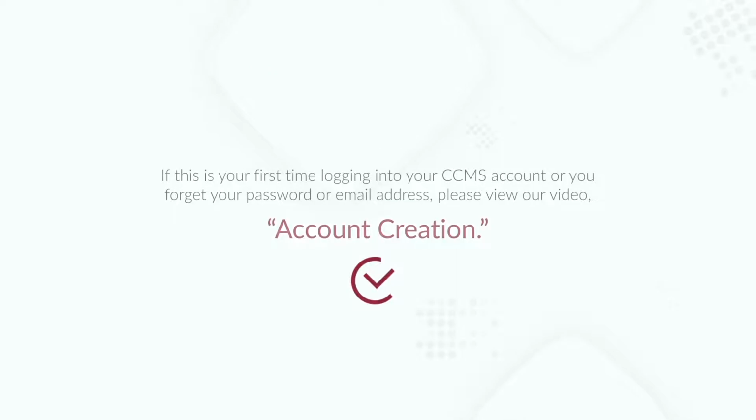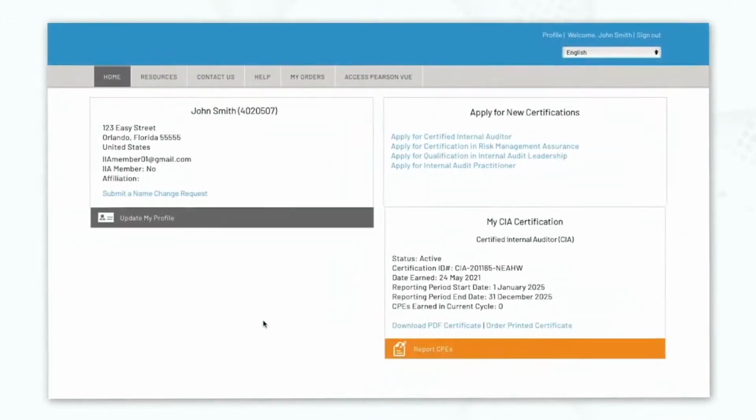If this is your first time logging into your CCMS account, or you forget your password or email address used, please review the account creation tutorial video. Once you are logged into your CCMS account, your designation will be displayed on your CCMS homepage. If your designation is not displayed on your homepage, you may have a duplicate account. Please open a new case under the Help tab to inquire further.